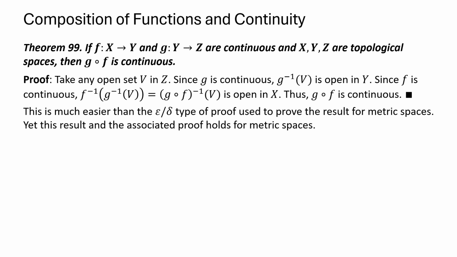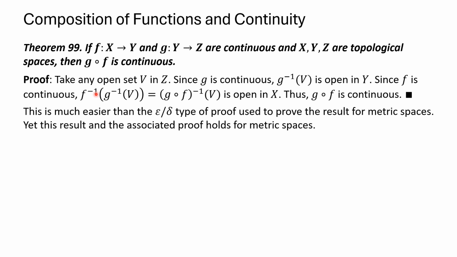Theorem 99 concerns the composition of functions. If we have function f from X to Y and g from Y to Z, and both of these functions are continuous, and X, Y, and Z are topological spaces, then g of f is continuous. The proof is pretty simple using our definition of continuity. Take any open set V in Z. Since g is continuous, g inverse of V is open in Y. And since f is continuous, f inverse of g inverse of V is open in X.